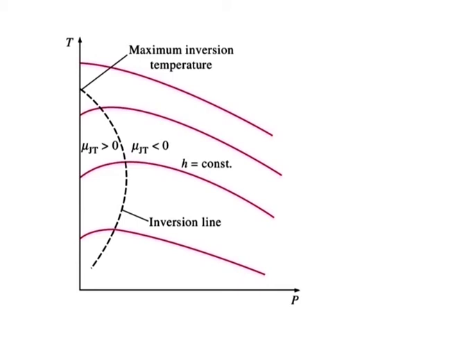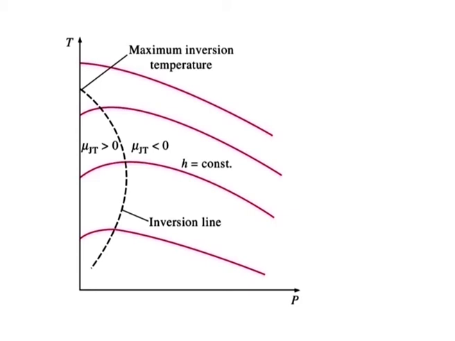Some constant enthalpy lines on the TP diagram pass through a point of 0 slope or 0 Joule-Thomson coefficient. The line that passes through these points is called the inversion line, and the temperature at a point where a constant enthalpy line intersects the inversion line is called the inversion temperature. The temperature at the intersection of the P is equal to 0 line and the upper part of the inversion line is called the maximum inversion temperature.